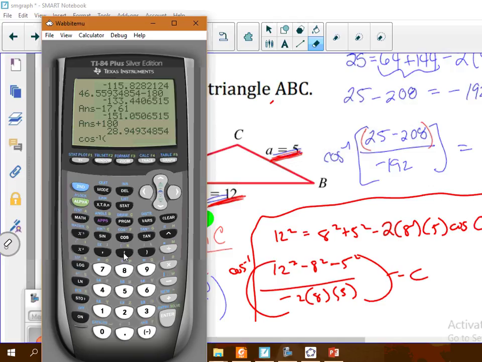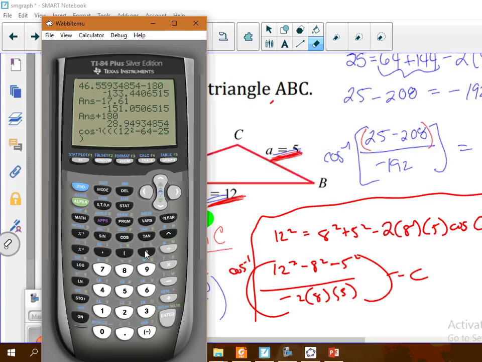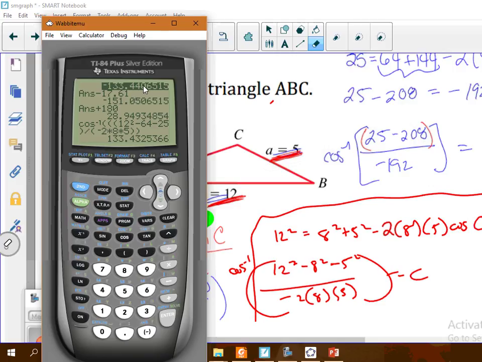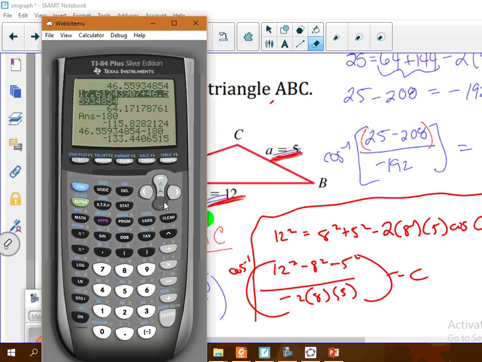If you type that in, let's see what that gives us. So cosine inverse of 12 squared minus 64 minus 25 divided then by negative 2 times 8 times 5. Calculate that, and there you see the 133, which would have been that number right there, which we found by taking 180 minus the 46 number. I think it's 46.55 that the law of sines gave us. So 133 is that angle. You've got two approaches to find it.